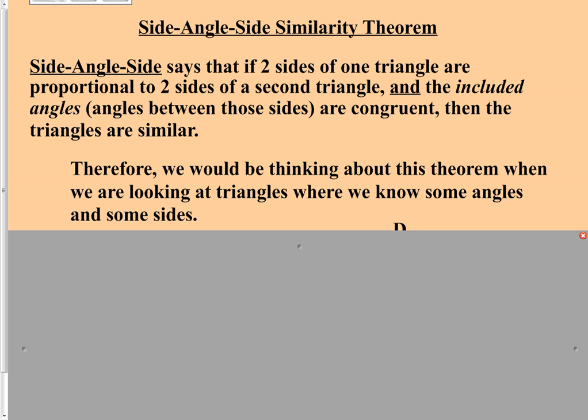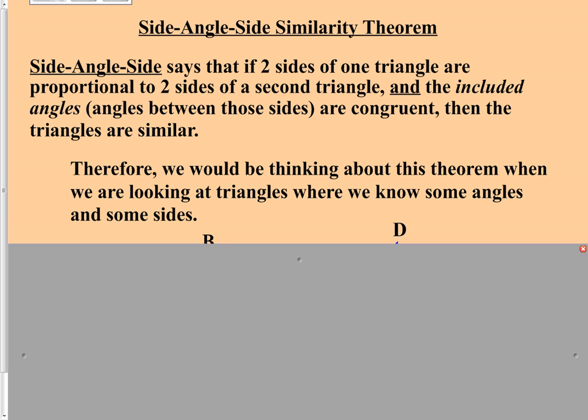Obviously, we would be thinking about possibly utilizing the side-angle-side similarity theorem if we had kind of mixed and matched information about the triangle, some of the sides, some of the angles, but maybe not all of the sides or all of the angles. Then maybe side-angle-side can come to your rescue.